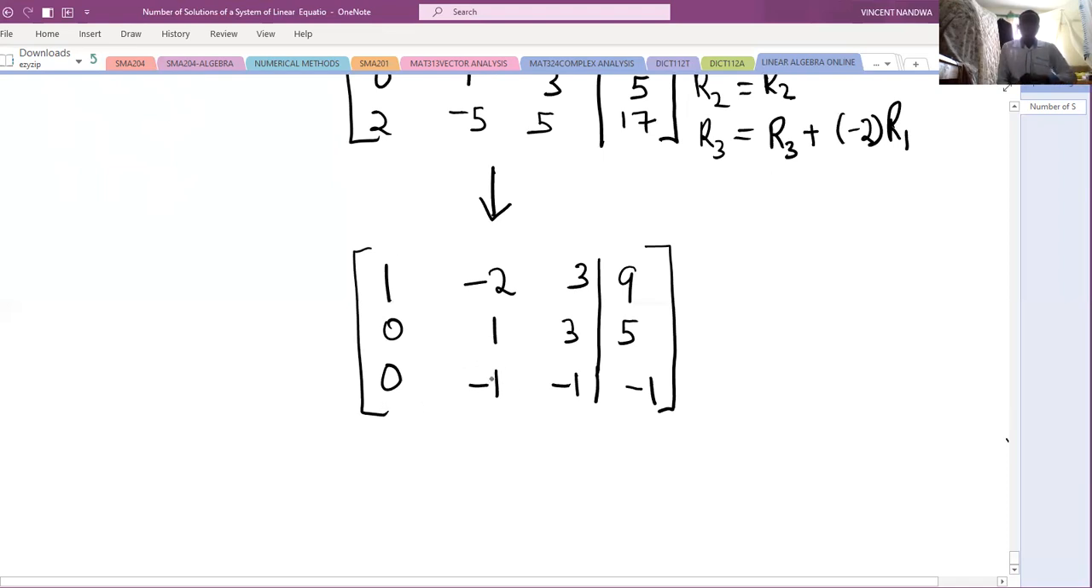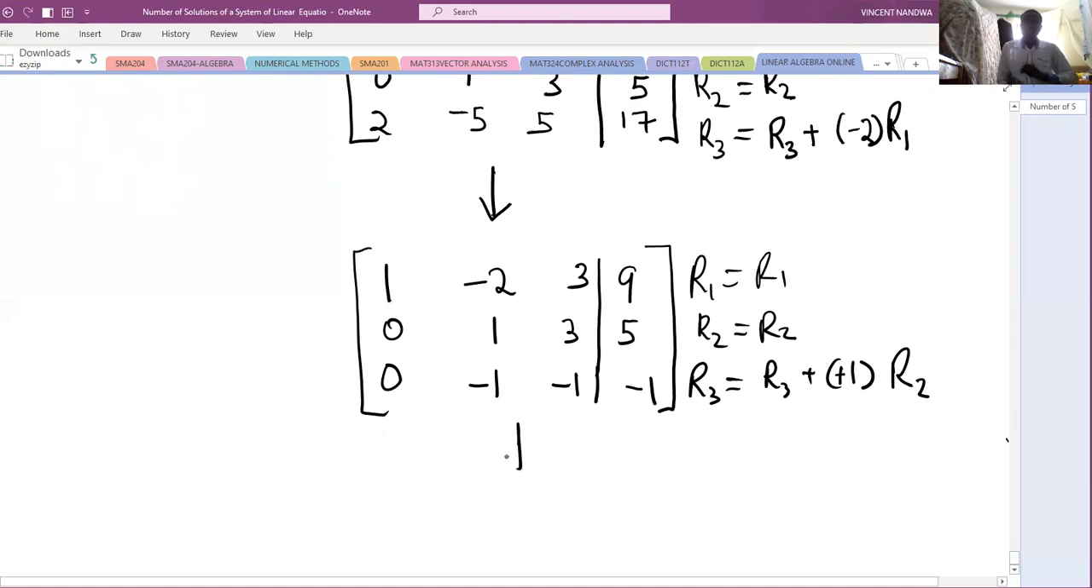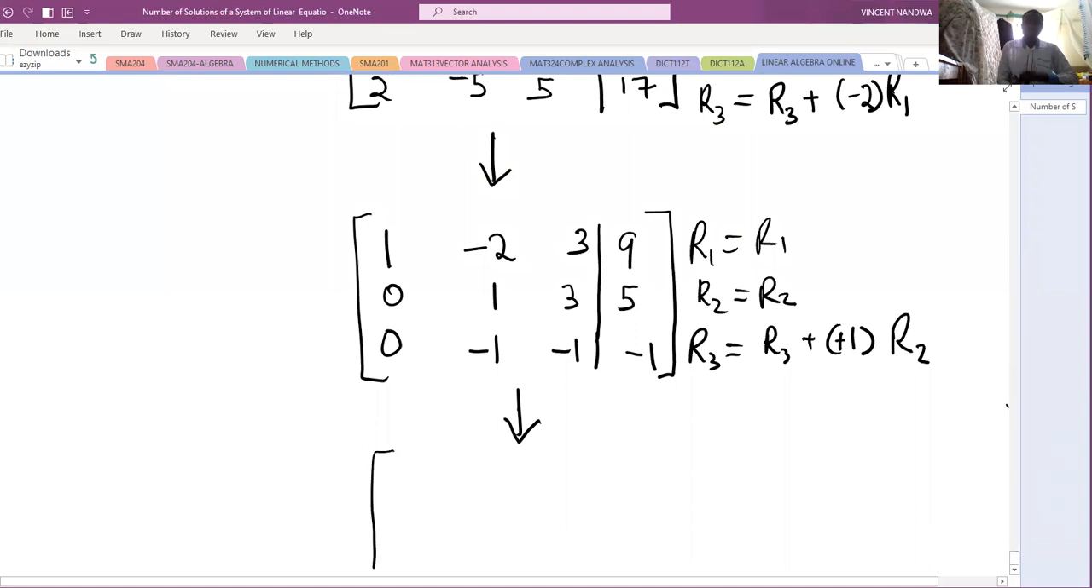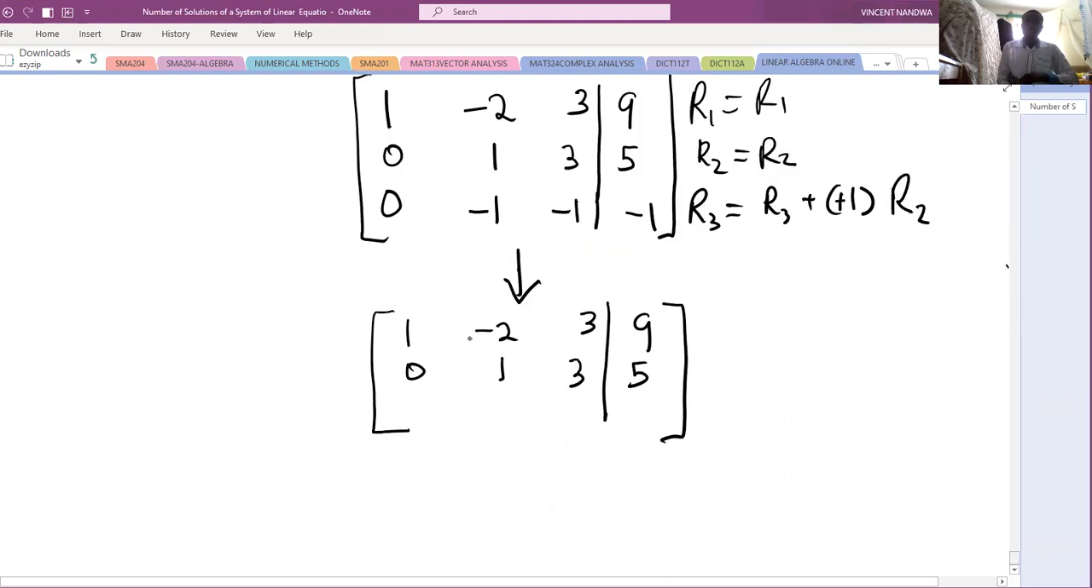The problem is here. So row 1 remains row 1, row 2 remains row 2. But for us to get 0 here, we say row 3 becomes row 3 plus a scalar times row 2, to correct this position. So you need to multiply by 1 so that when you add to -1, you get 0. So next step will be 1, -2, 3, 9, 0, 1, 3, 5, and then 0. This will be 0, -1 plus 3 is 2, -1 plus 5 is 4.